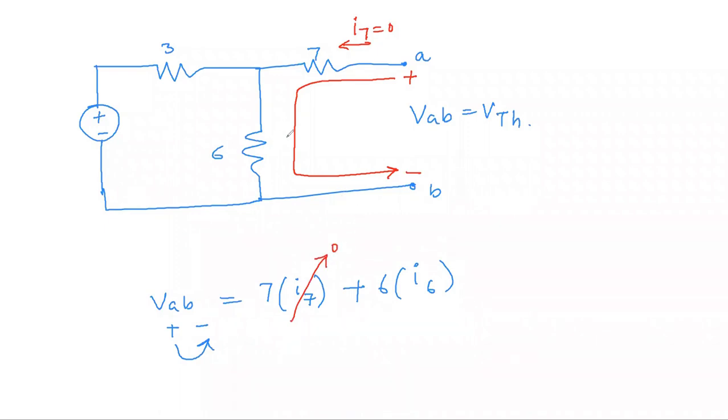Now tell me, what is I6? 12 by 9. Yes, it is 12 by 9. Why is it 12 by 9? It is a simple loop, and you have resistances that are connected in series. The same I6 current will also be flowing here, and it is a simple loop which has 1 voltage source and 2 resistances. So I6 is equal to 12 divided by 9.